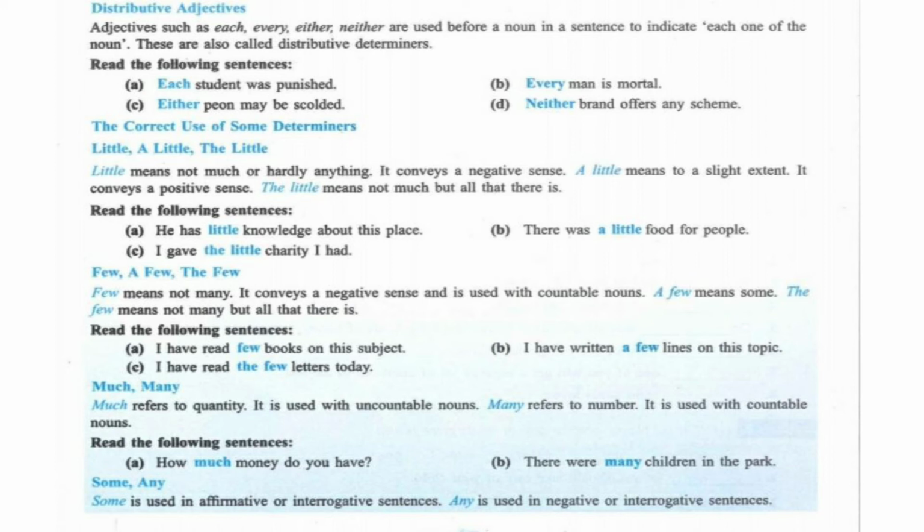Read the following sentences. He has little knowledge about this place. There was a little food for people. I gave the little charity I had.